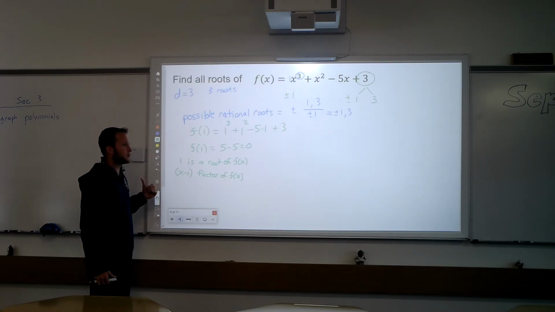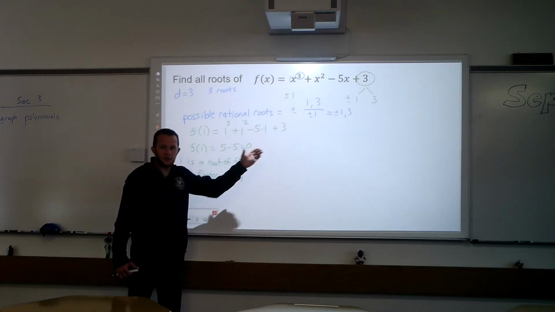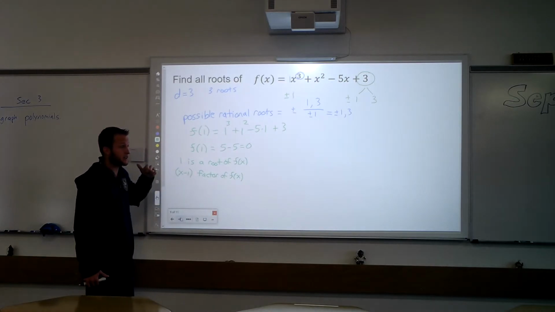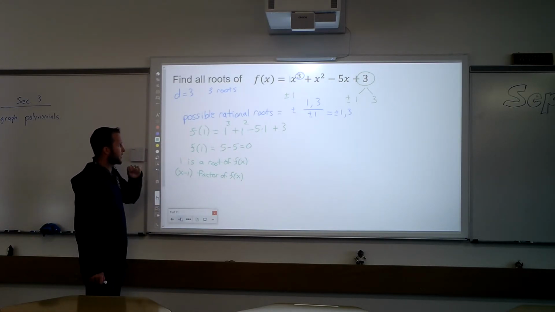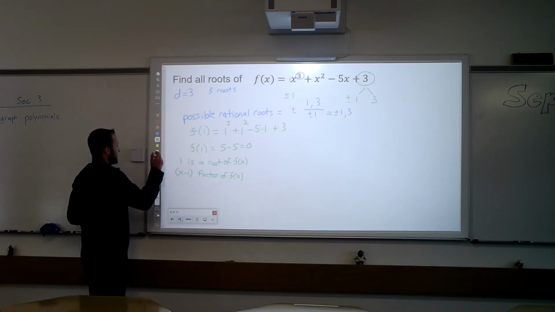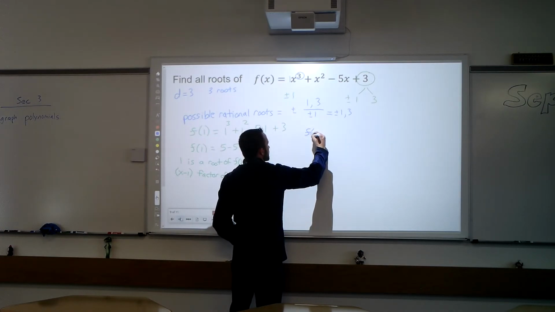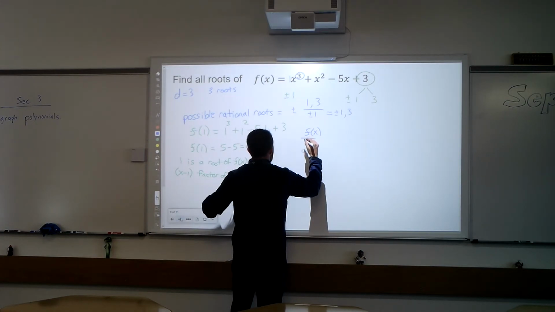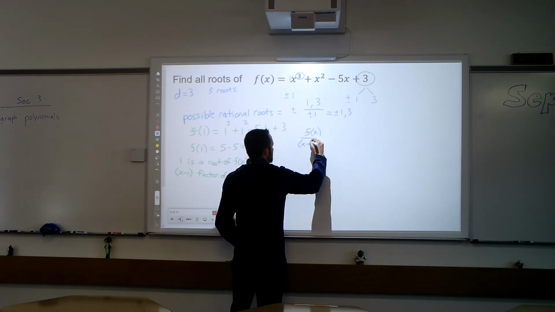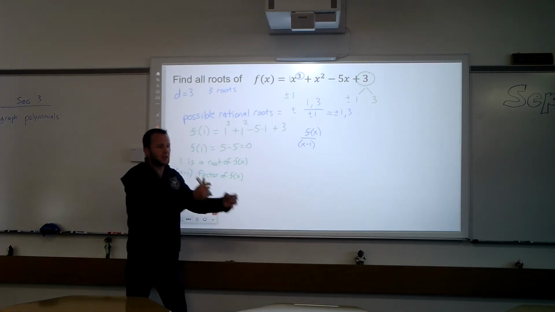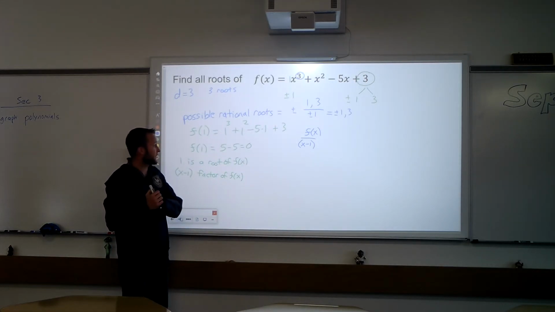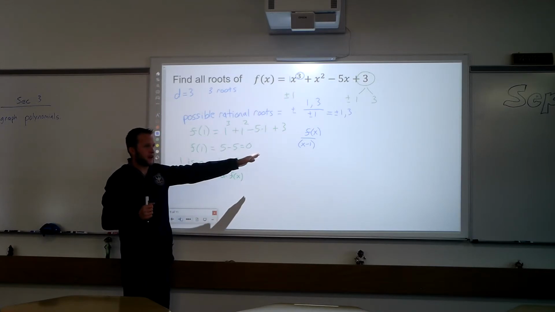Now the question would be, what if we didn't get 0? Well, then you'd go and plug in another one, and you keep plugging them in until you get 0. We got it right off the bat. So now what we're going to do is take f of x and divide it by the factor x minus 1. So we're pulling out that factor, because we want to find all factors. We found 1. We're going to divide it out.